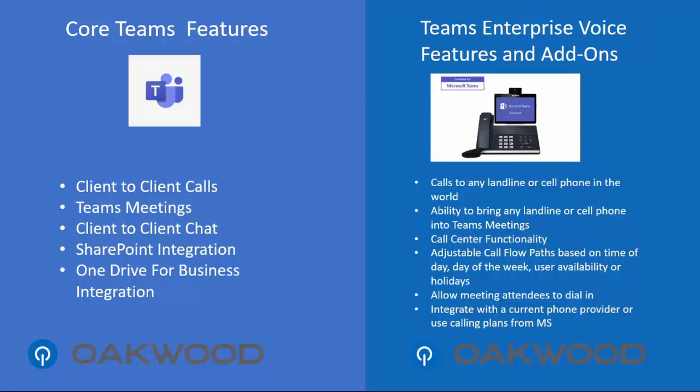On the enterprise voice side, this is considered a feature set add-on. This is where you're able to make calls to any landline or cell phone in the world, obviously if they have phone routability, and bring any landline or cell phone into Teams meetings, with full call center functionality. This does include a large, ever-evolving set of features, including auto attendant and call queuing. They do allow for hunt groups and special call setups such as music on hold, and we'll go through many of those features in some of the following slides.